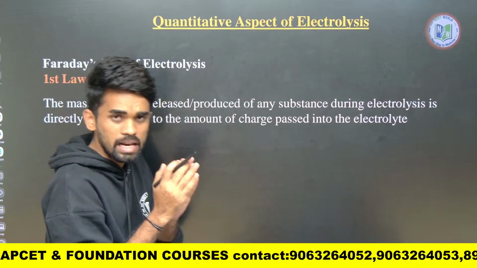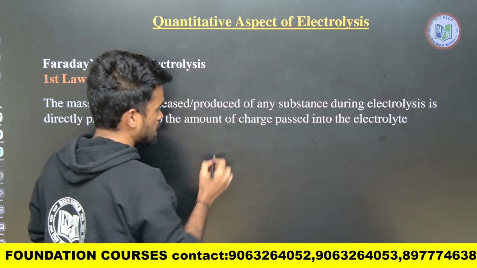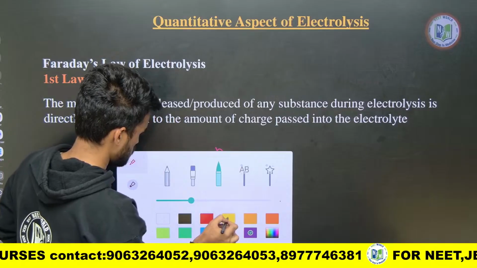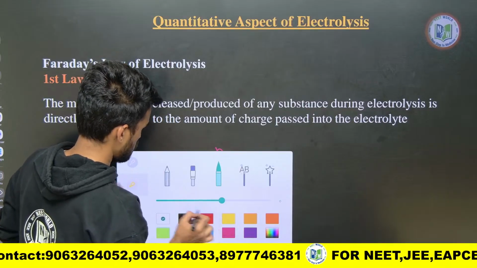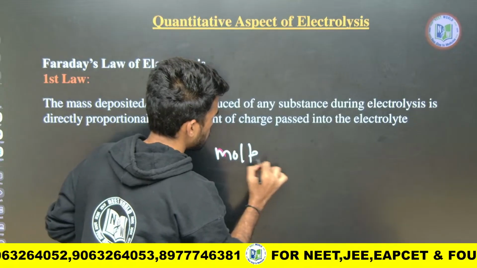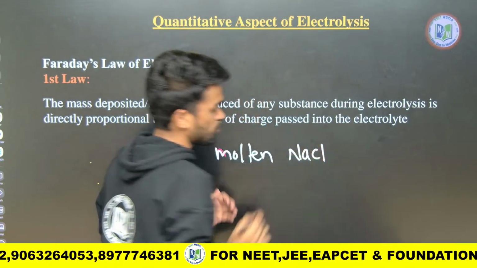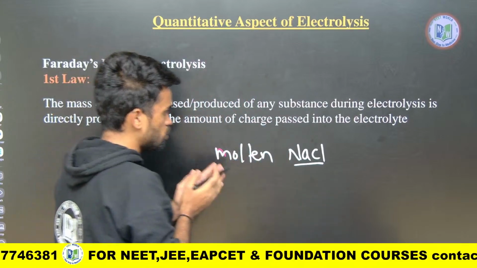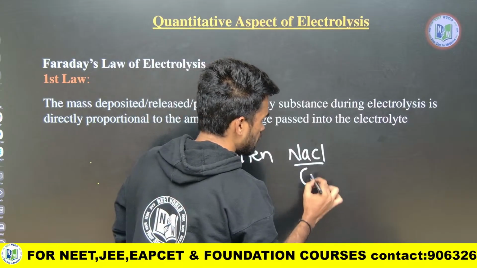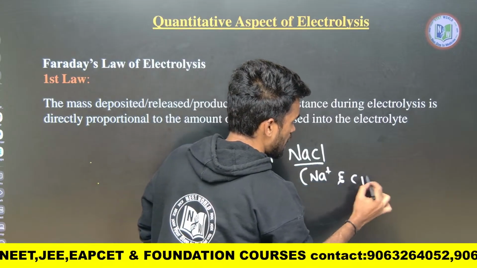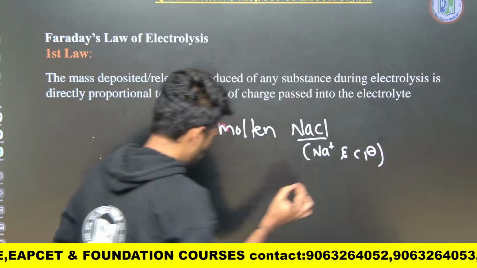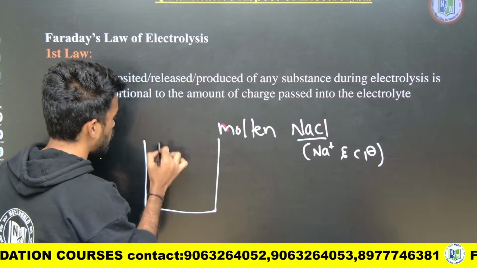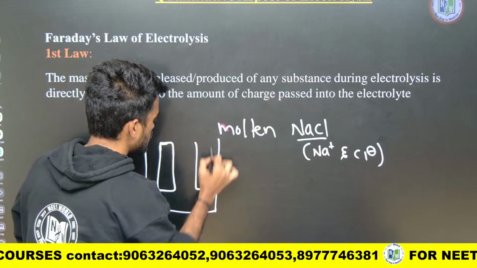During this electrolysis process, for example, let us say I have molten NaCl, or fused NaCl. Molten means what? We only have Na plus ions and Cl minus ions in this electrolytic solution, right? So in this electrolytic cell, what do we have? One anode and one cathode electrode.